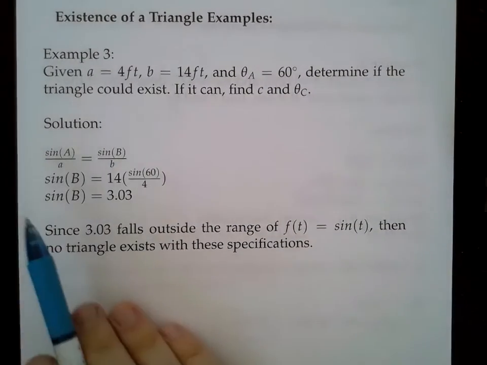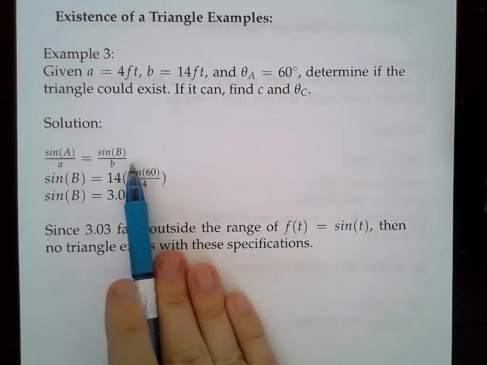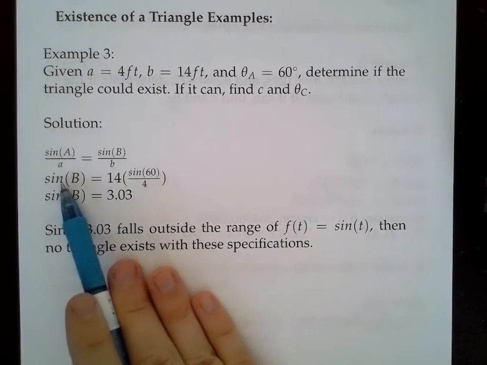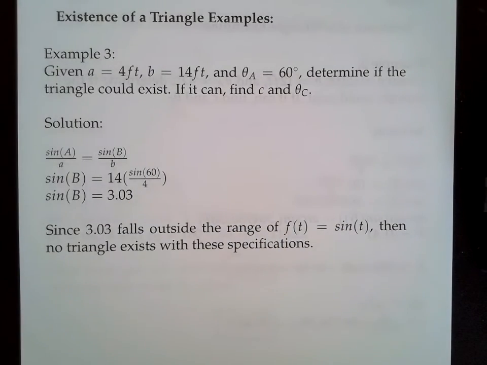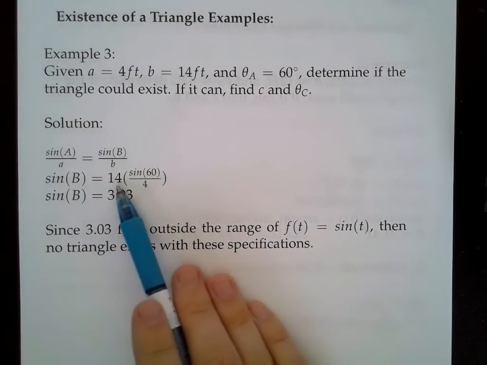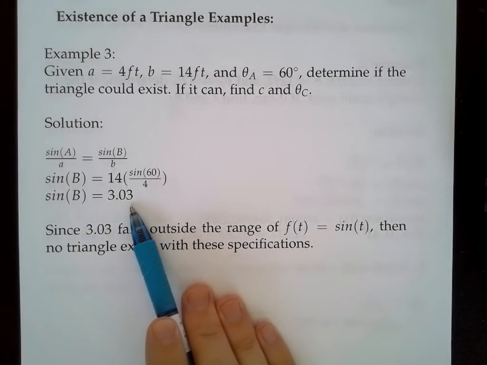So let's look at sine of A over a is equal to sine of B over b. Again, I'm trying to find sine of B because I have a and sine of A. This gives me sine of B is equal to 14 sine of 60 over 4. This gives me sine of B is equal to 3.03.